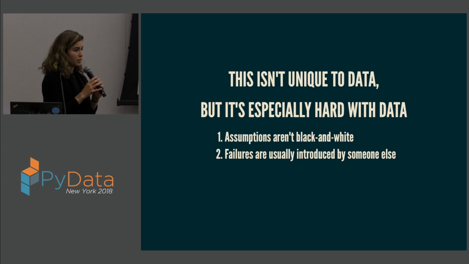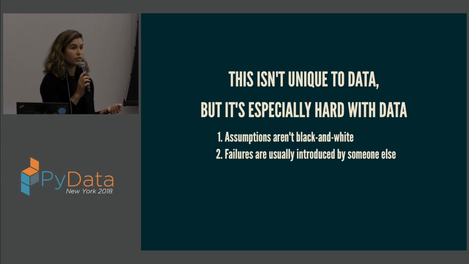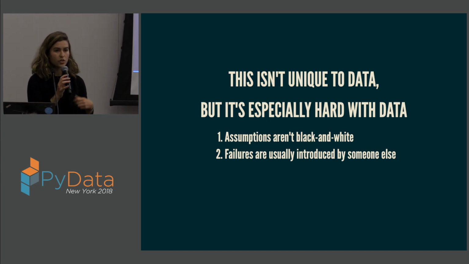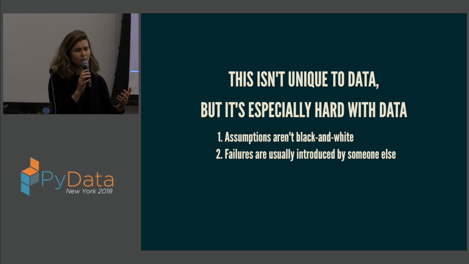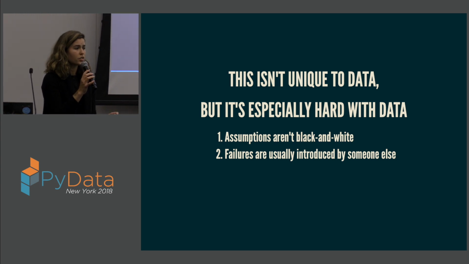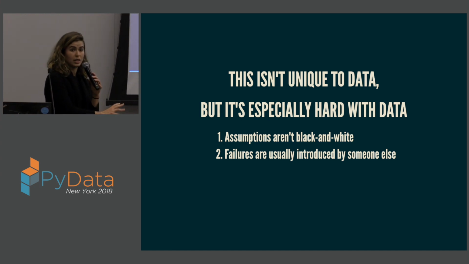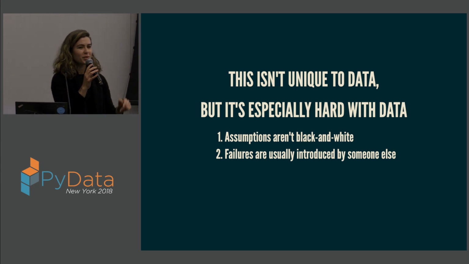The second is that failures in data are usually introduced by someone else. So this is different than software unit test failures. A really common way that software unit tests start failing is you're working on a code base, you're making changes to the code, you're running the tests, and all of a sudden something breaks. But you're in there mucking around in the code, so you probably have a really good idea of what changed to cause the failure that you're seeing right now. But we don't muck with data like that. Hopefully we're not doing that. We really don't mess with data like that.